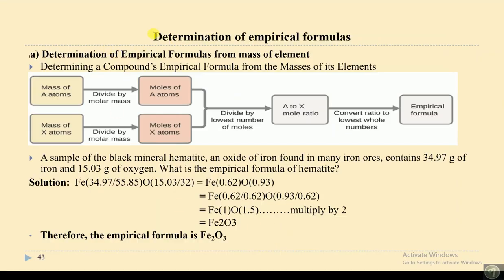Determination of empirical formula. There are two types of formulas, empirical formula and molecular formula. Let us see first how to calculate or write the empirical formula. The empirical formula is the simplest or simplified formula. If we are given the percentage composition or the given mass of each element, how can we obtain our empirical formula? Let us see by example.